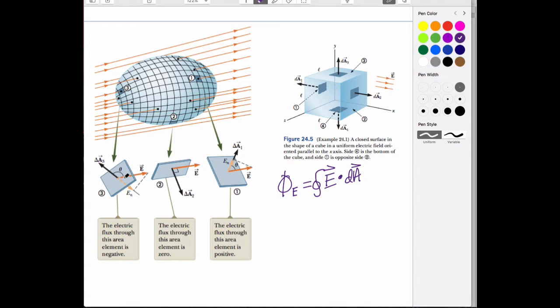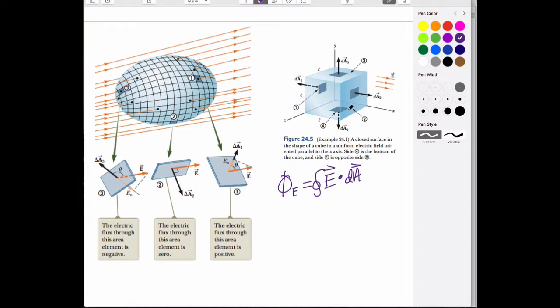Here one line is going in, here one line is coming out, here no lines are doing anything. And that's significant. In a few of the examples, if the flux is 0, that's going to tell us something really useful about the situation. If the flux is negative, it'll tell us something useful about it. And if it's positive, it'll tell us something useful about it.